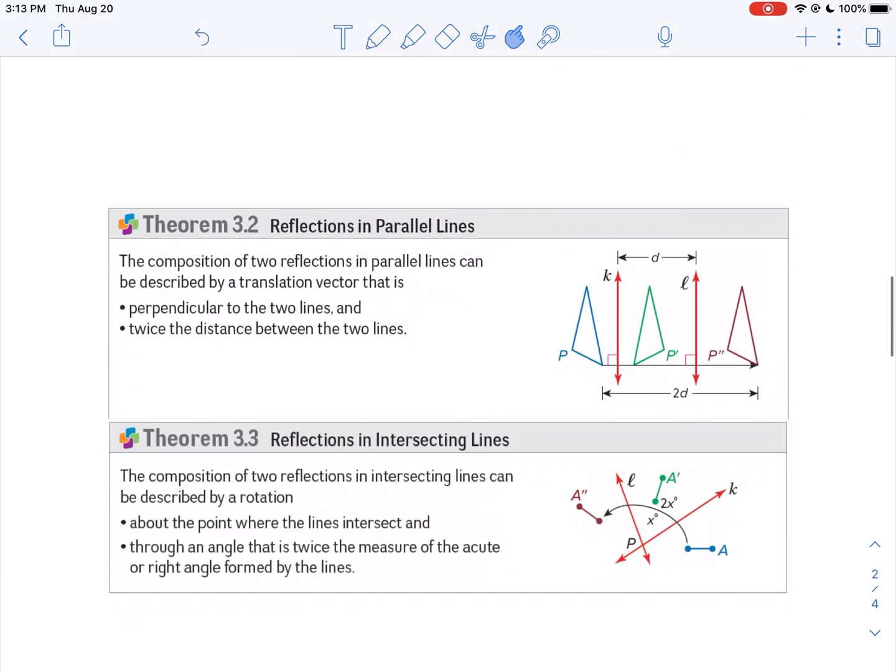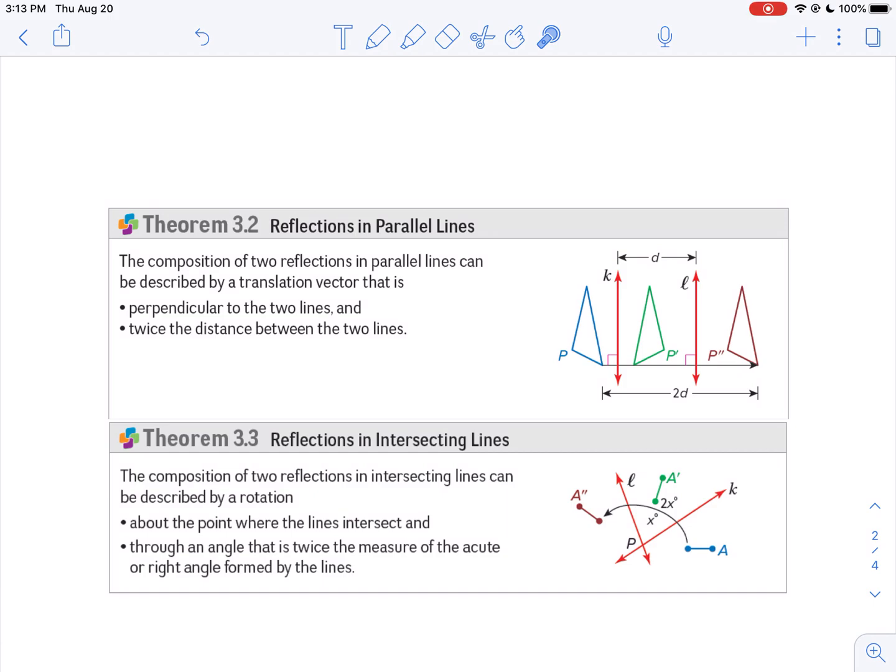When we do a composition of reflections over parallel lines, well, notice what happens. That turns out to be a translation. And the distance of the translation is going to be twice the distance between our parallel lines. So if the distance between your parallel lines is 3 inches, then you've actually translated the shape 6 inches.